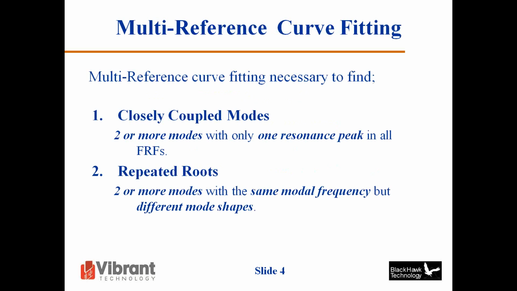So here are the two reasons why we want to do multiple reference curve fitting. To identify two or more closely coupled modes, and yet there's only one resonance peak. And then the second case is more severe, and that's what we call repeated roots. And this happens with, we're going to look at a disk structure, a circular symmetric structure, which will have two modes at exactly the same frequency, but actually they have different mode shapes.